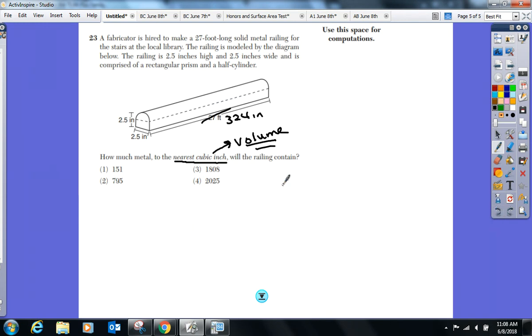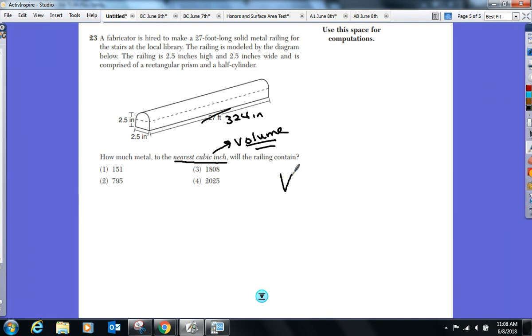Volume. All right. Let's go on the bottom, Justin. What's the figure on the bottom? It's a rectangular prism. So length times width times height, right? So we're going, let's see, 27 times 2.5. Now, how about the height of it? Because it's not 2.5. Or does it say? Oh, it's 2.5. Yeah, the railing. So what about that part?